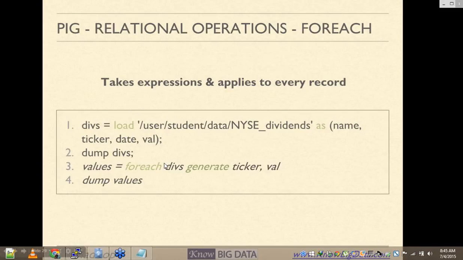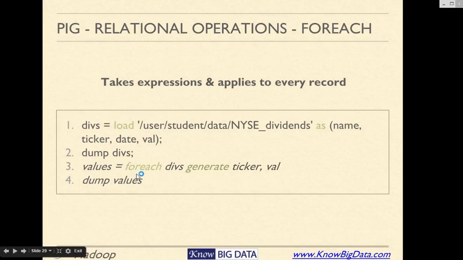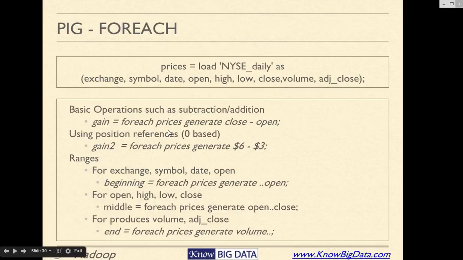So we looked at for each. What for each essentially does is it will basically process every line in the data set. Suppose you load a file called NYSE daily, and these are the column names: exchange, symbol, date, open, high, low, close, volume, adjusted close, and so on.